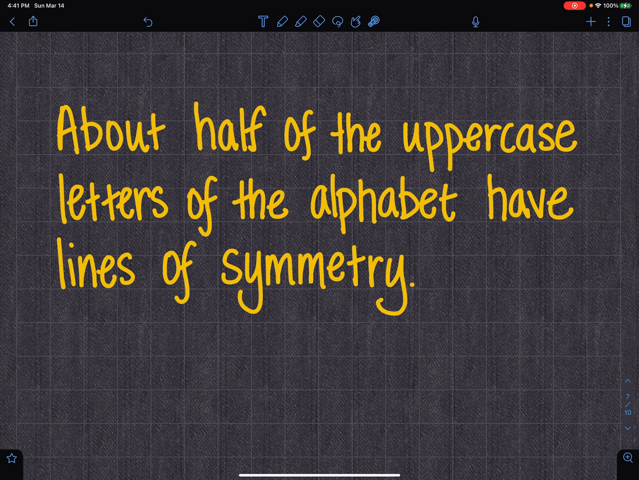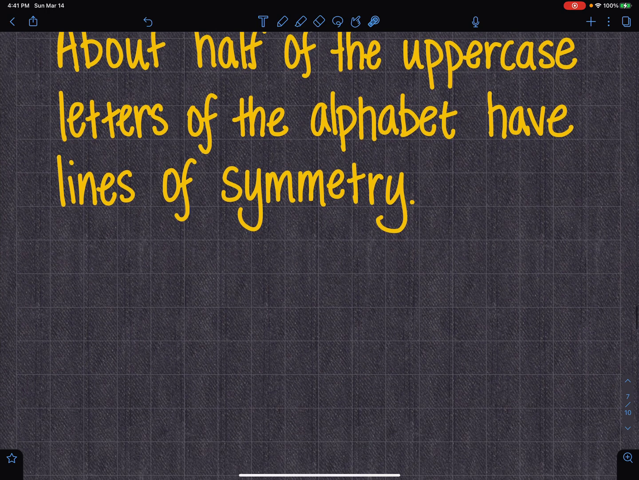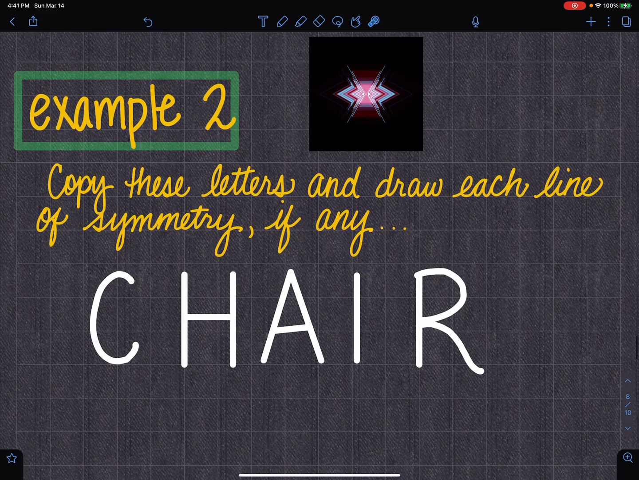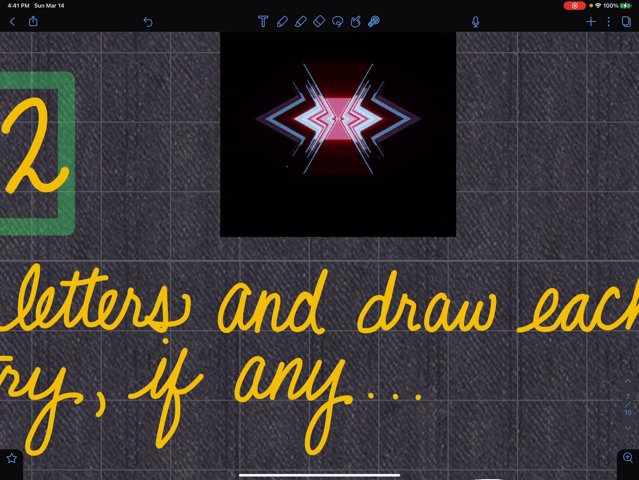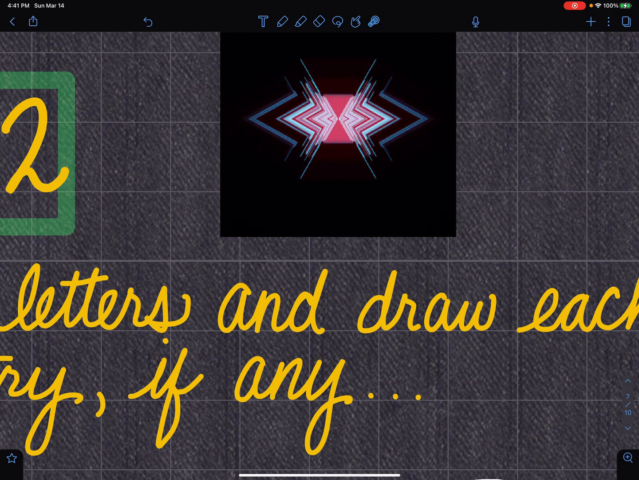So the answer was C. That one does not have a line of symmetry. All right, about half of the uppercase letters in the alphabet have a line of symmetry. Whoa, that is so cool, right? So let's try it. Let's look at some letters and see if it has a line of symmetry. That's an example 2. Oh, guess what? This design, perfectly symmetrical. Symmetry makes some really cool designs, I think.